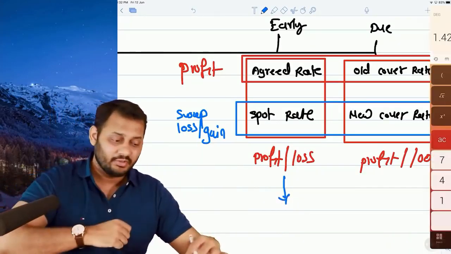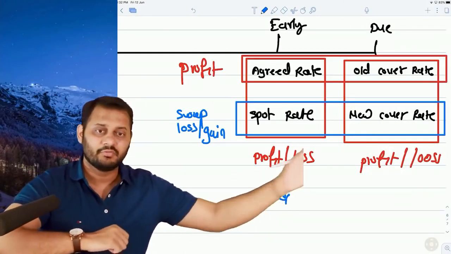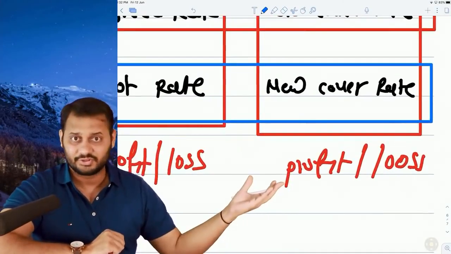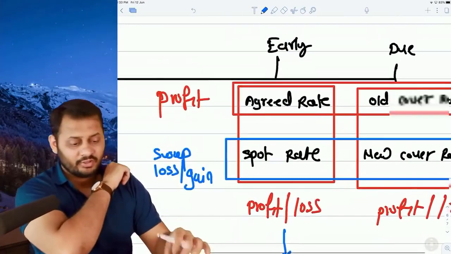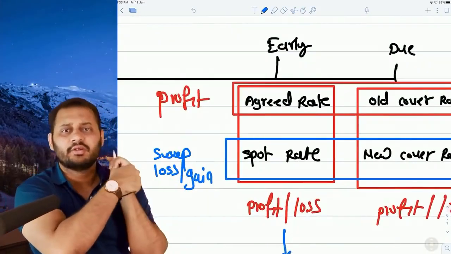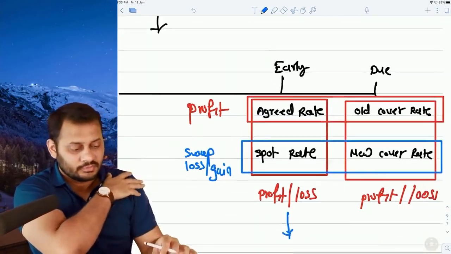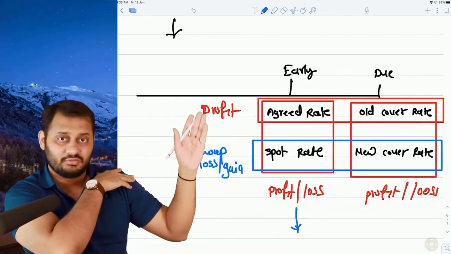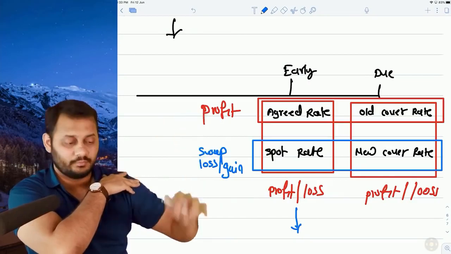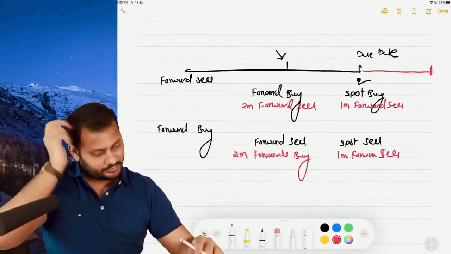Why are we not calculating interest on that profit and loss? You may ask this question, because this is happening on the due date. Why not on profit? This is also happening on the due date. It was originally supposed to happen on the due date. That's it. This is a profit foregone. It's as good as loss recoverable.